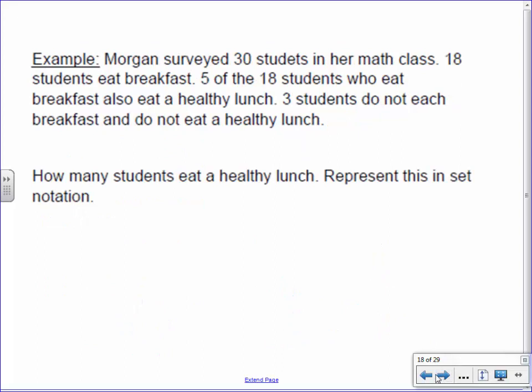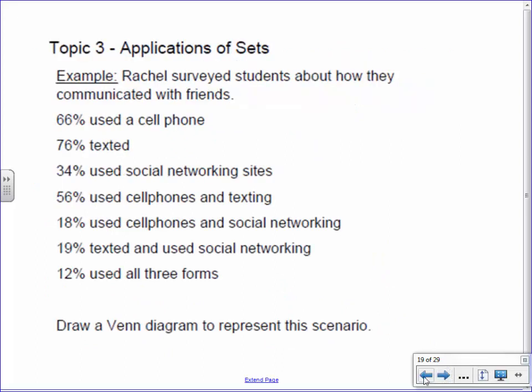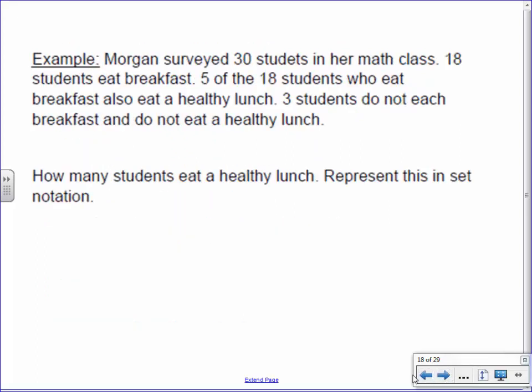Okay. Let's try another one of these Venn diagram ones here. This is my last example, right? Sweet. 2 lessons done in one day, guys. Like, we still got 20 minutes left.